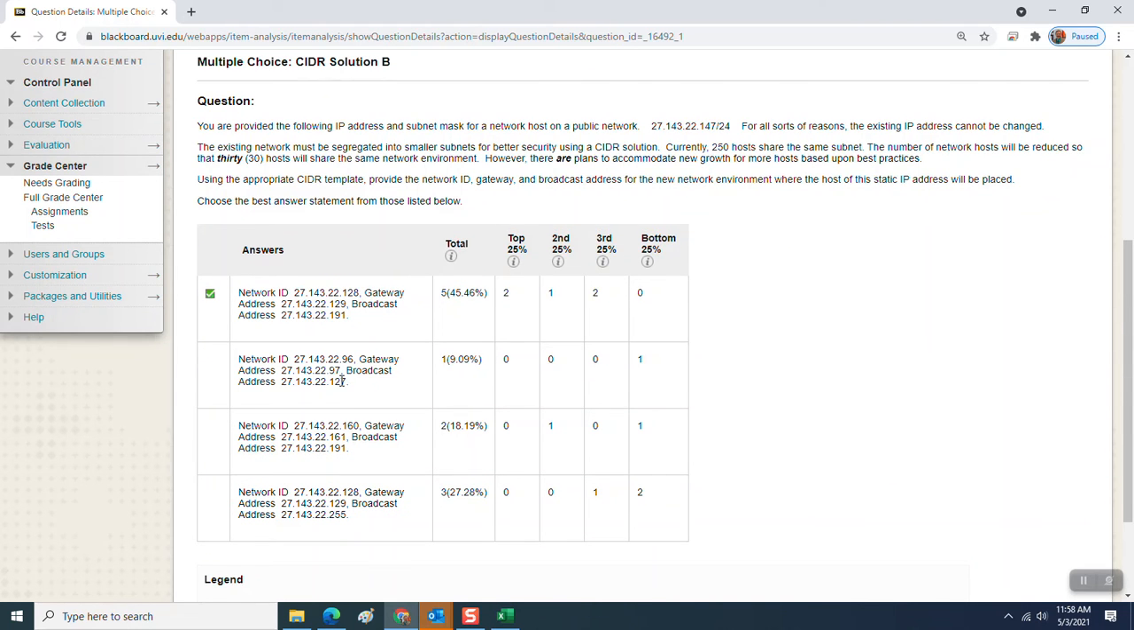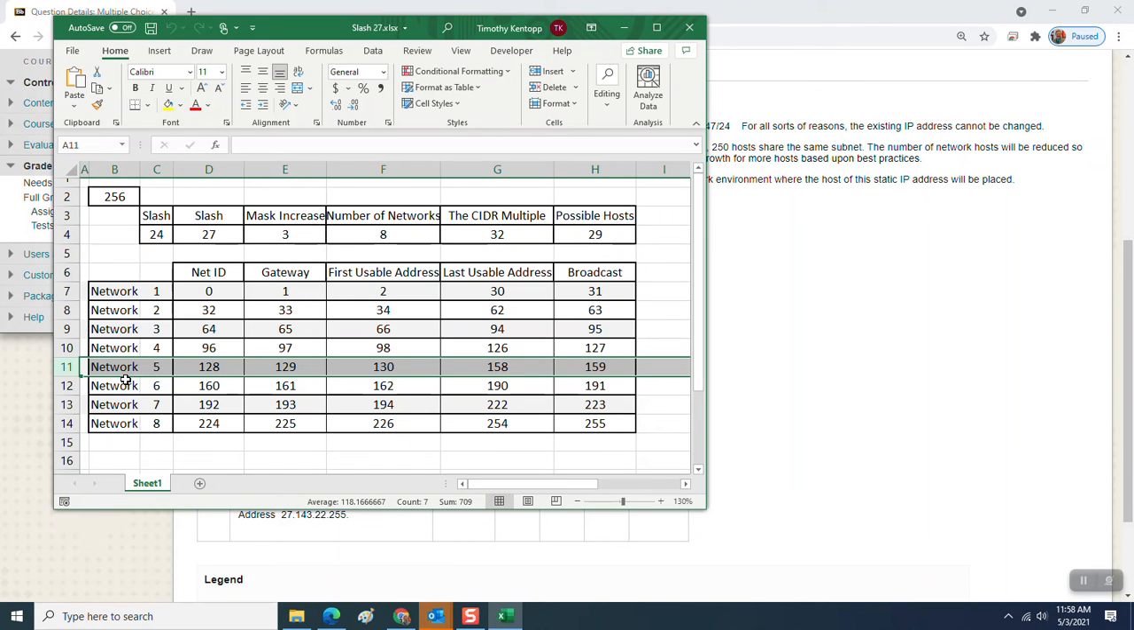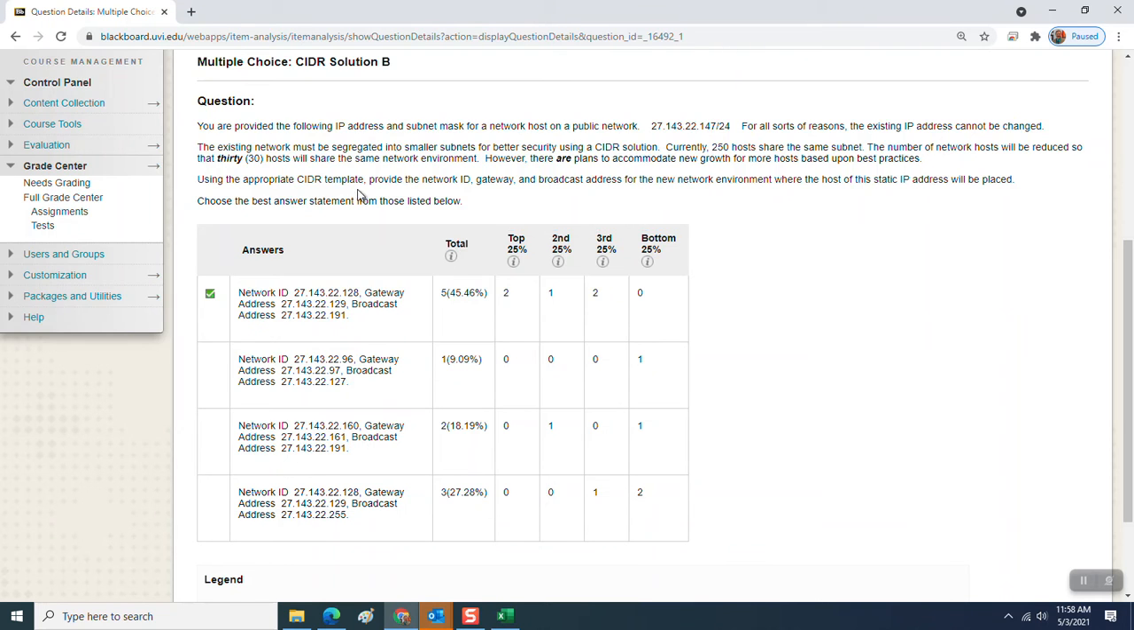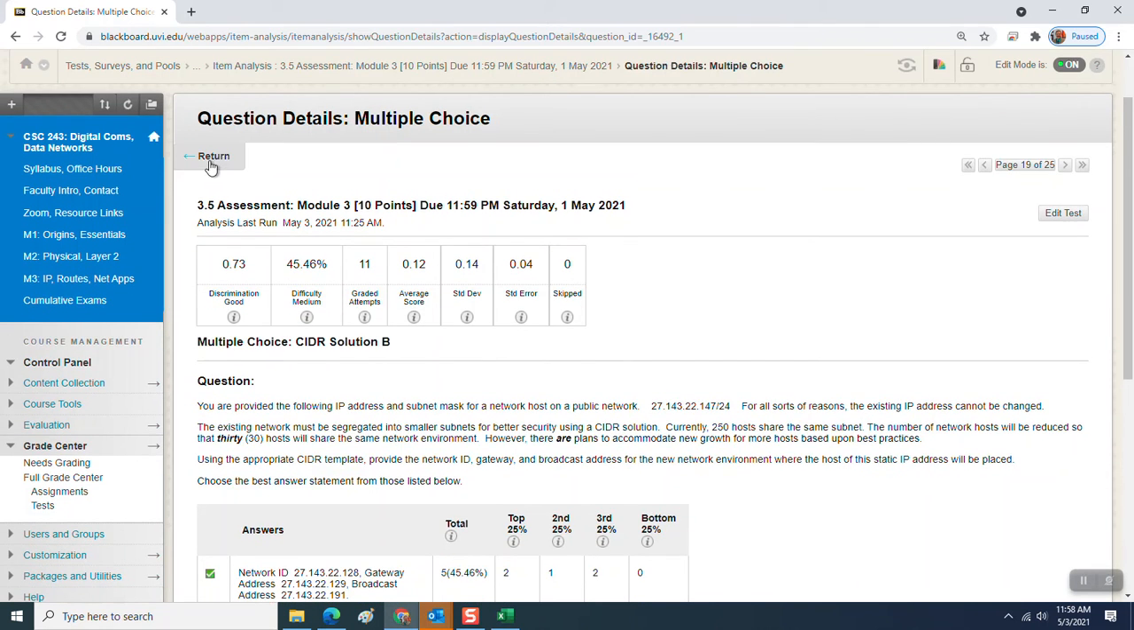All the rest of these don't even come close. Those are different networks entirely. You have to use the one that starts with 128. That's network 5 and the gateway of 129. Alrighty.